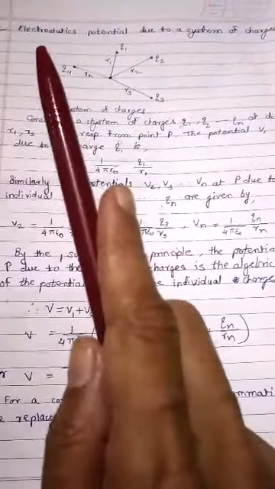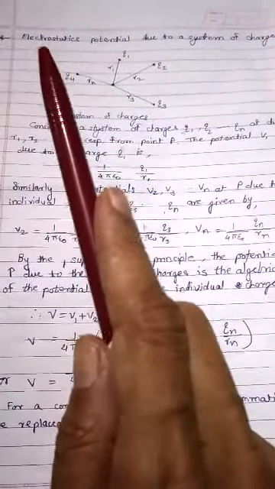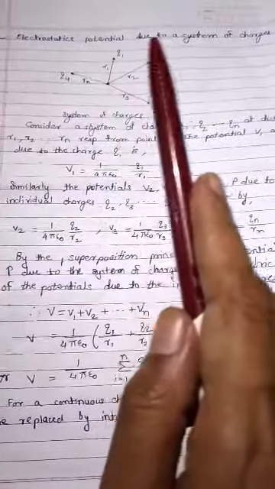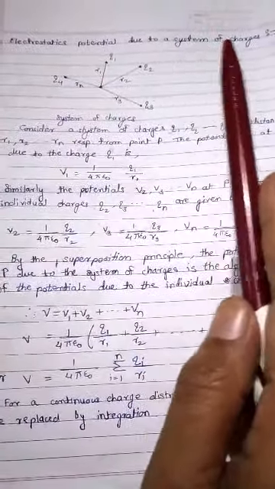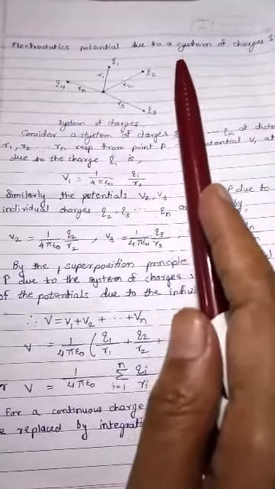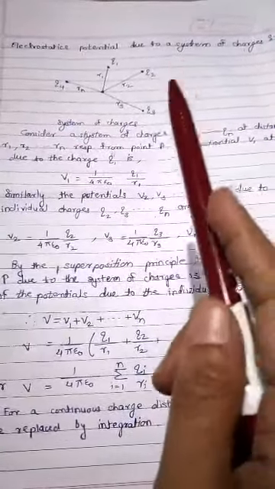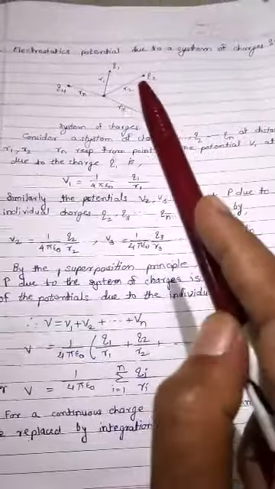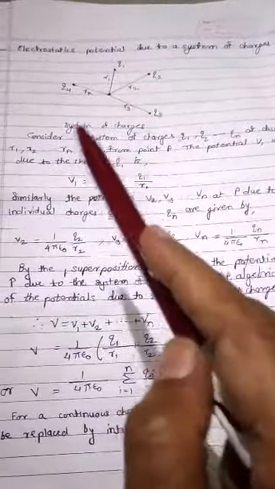Now our third point is electrostatic potential due to a system of charges. First we saw the point charge, then the electric dipole, and now the system of charges. Now what is a system of charges?